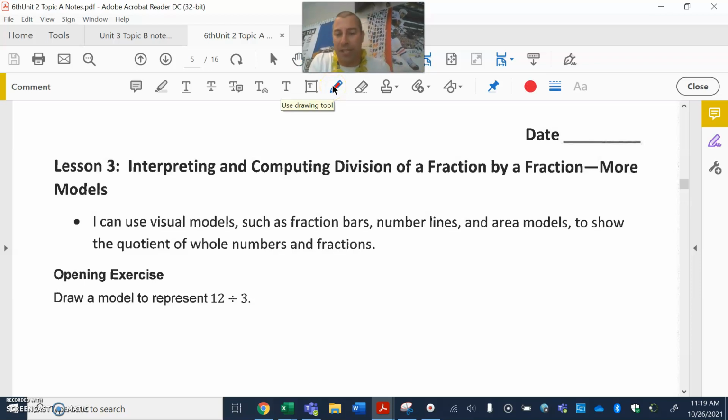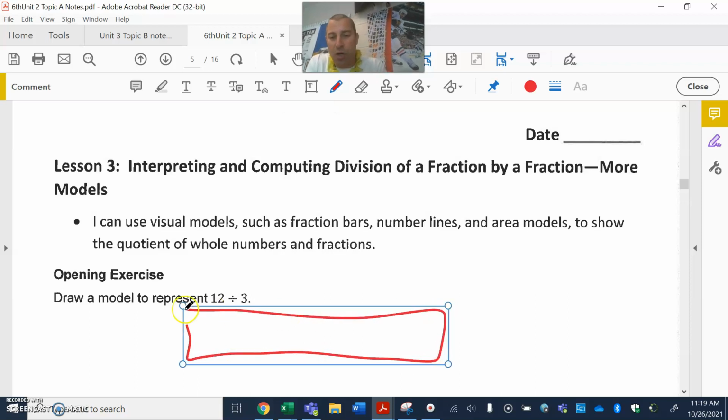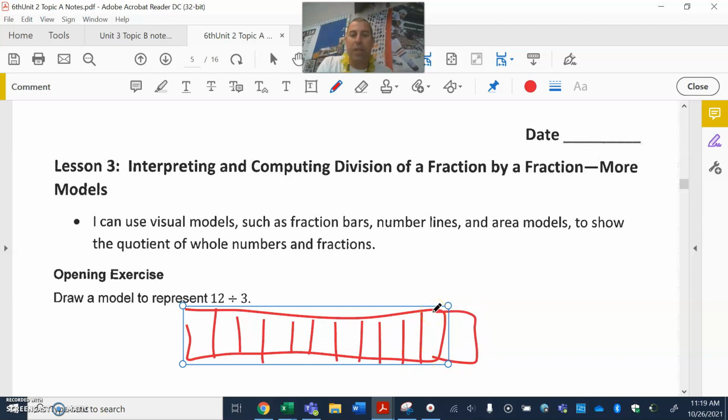Okay, so let's just get back to the basics. 12 divided by 3. So 1, 2, 3, 4, 5, 6, 7, 8, 9, 10, 11, and 12. Divided by 3. So the idea here is we want groups of 3. So 1, 2, 3, hello. 1, 2, 3, hello.